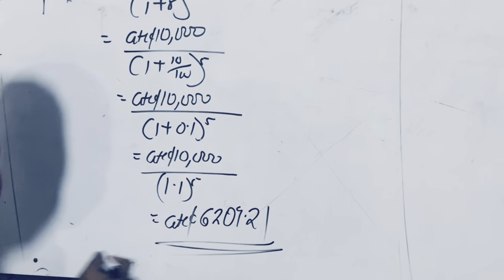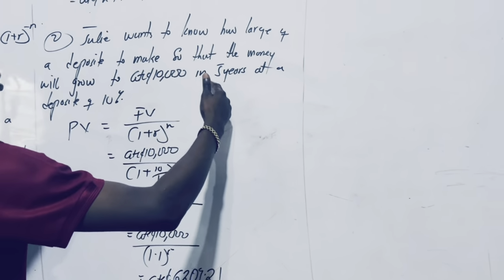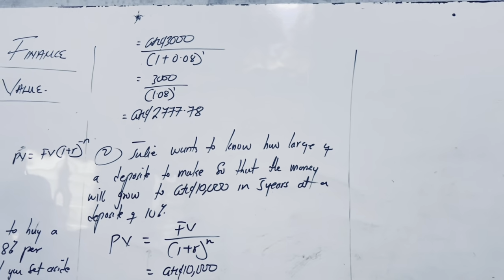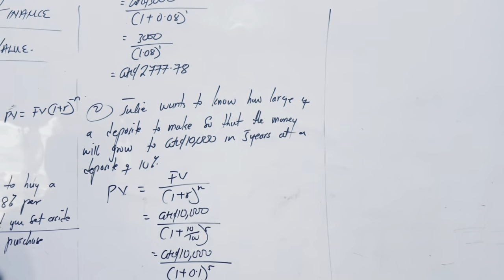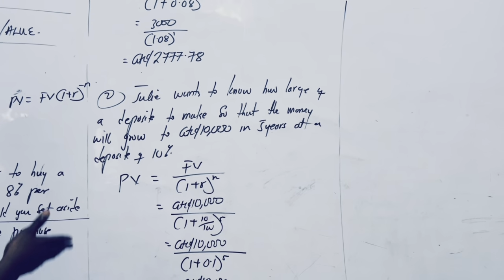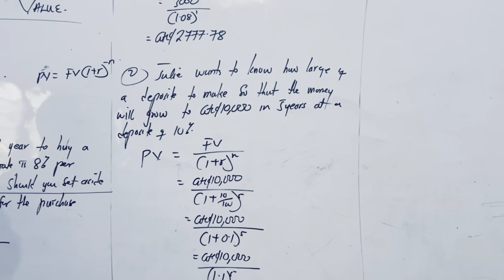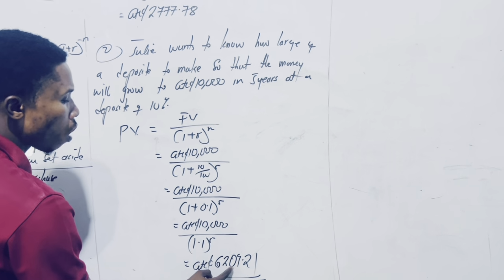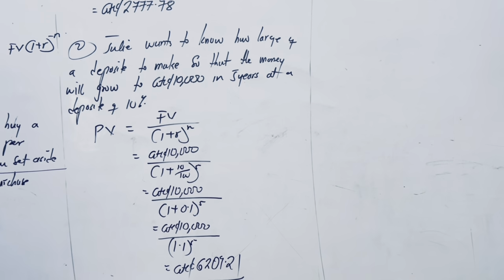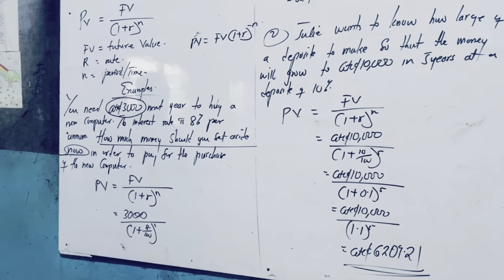6209.21. What it means is, if I want to make 10,000 Ghana cedis, that is 100 million old currency, in 5 years' time, assuming I want to invest in a bank that is offering me a rate of 10%, then I have to invest 6,209.21 Ghana cedis now. As simple as that.